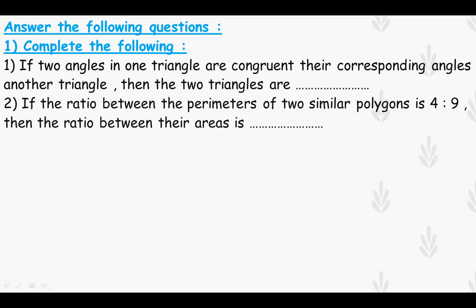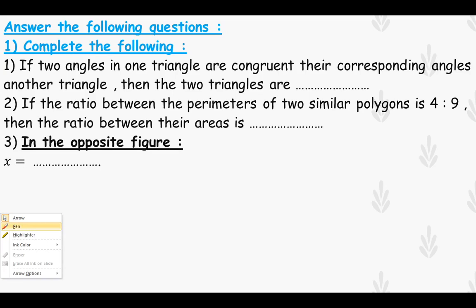If two angles in one triangle are congruent to their corresponding angles in another triangle, then the two triangles are similar. Here you have two angles in the first triangle equal to two angles in the second triangle. If two angles in one triangle are congruent to their corresponding angles in another triangle, this is similarity first case, then the two triangles are similar. You will write the two triangles are similar.